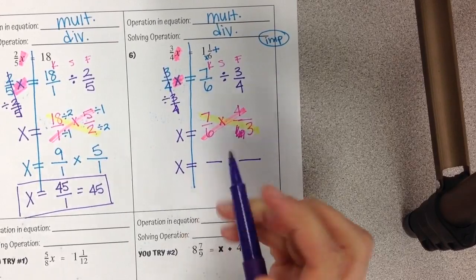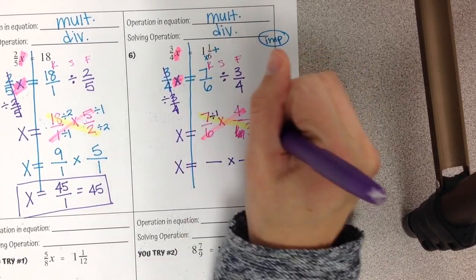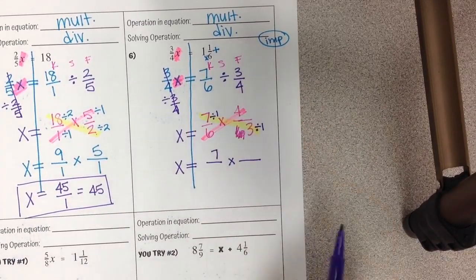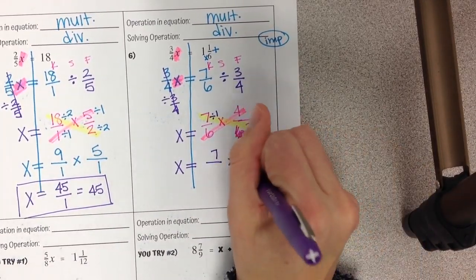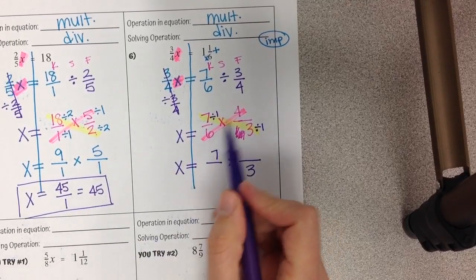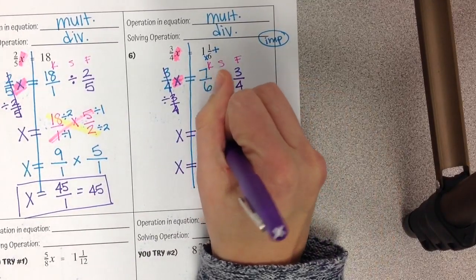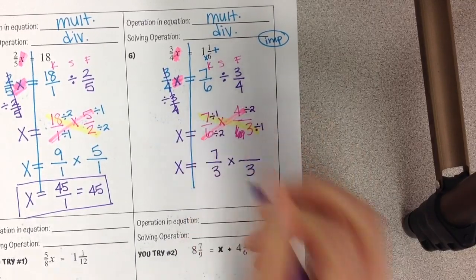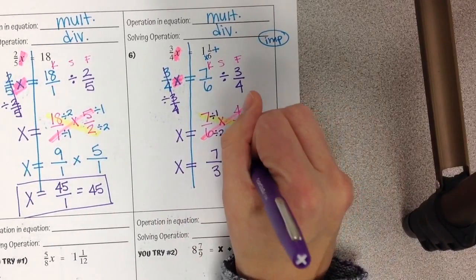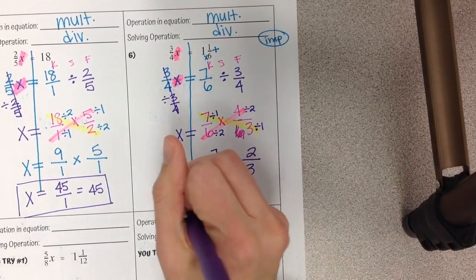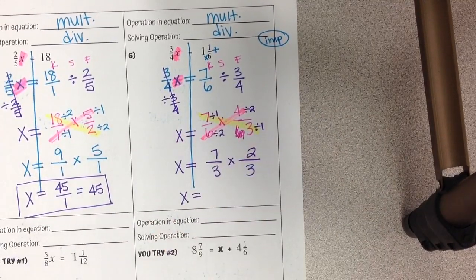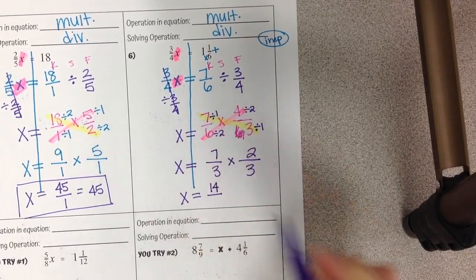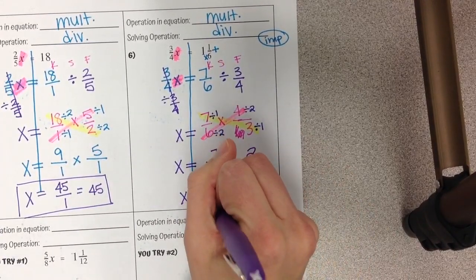7 and 3. The biggest number they both divide by is 1. 7 divided by 1 is 7. 3 divided by 1 is 3. 6 and 4, their greatest common factor is 2. 6 divided by 2 is 3. 4 divided by 2 is 2. And now for our last step, all we're doing is we're just multiplying across. 7 times 2 is 14. 3 times 3 is 9.